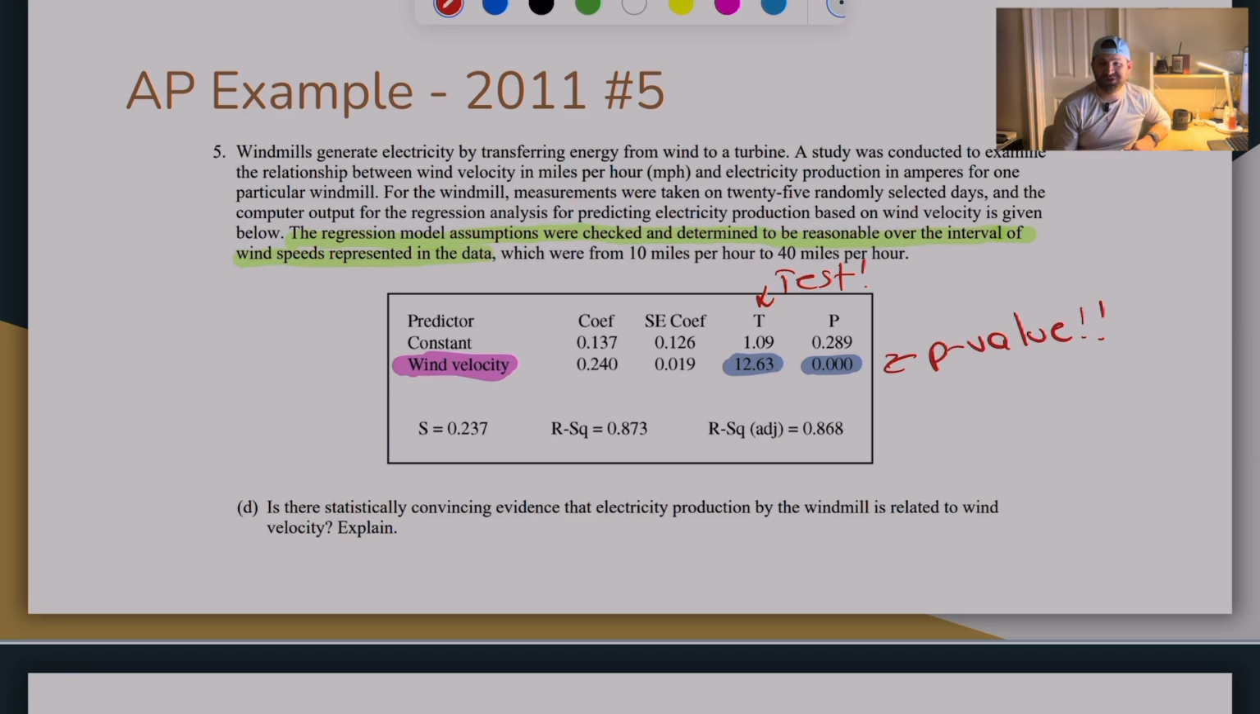So for this particular one, and almost all of them look like this, I get a t-value of 12.63, a p-value of 0, which means I have statistically convincing evidence that there is a linear relationship between wind velocity and electricity production. These are so incredibly simple if you know where to look.